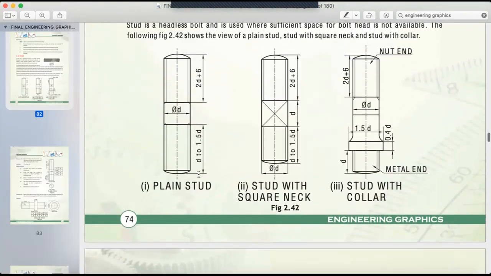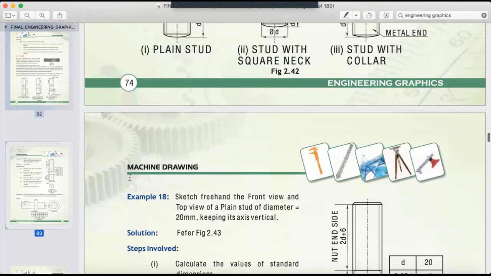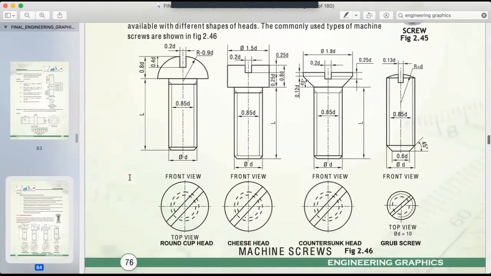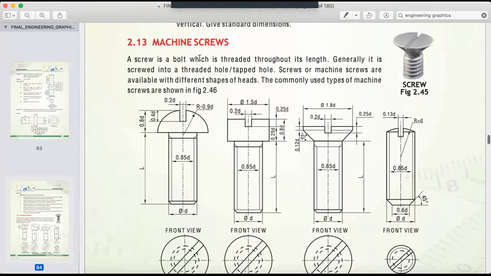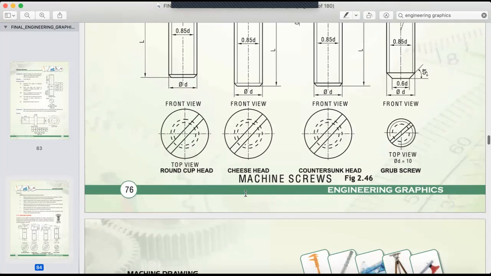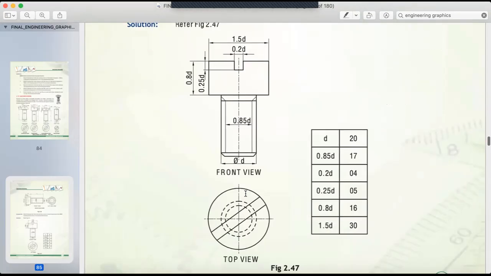And in stud, we have 3 types of stud: plain stud, stud with square neck, and stud with collar. So these 3 have different applications. So just go through it once. I'm not sure whether your teacher will ask you in detail, but this naming you should know, okay, there are 4 screws we have in our portion, what we have to study, right?